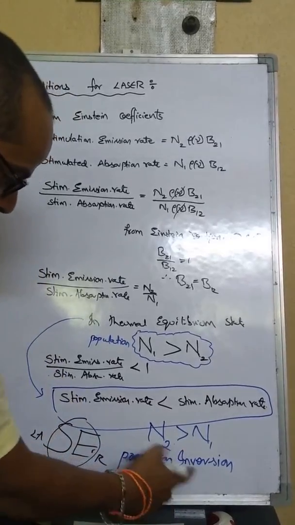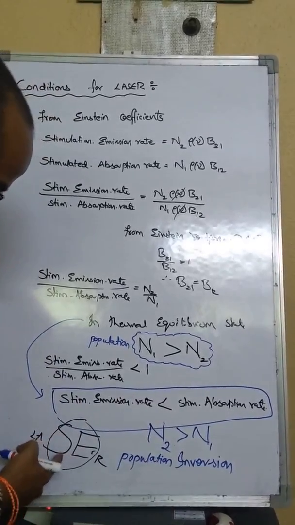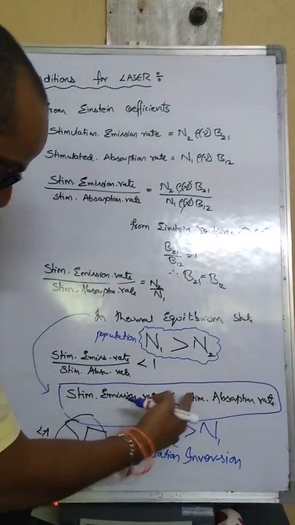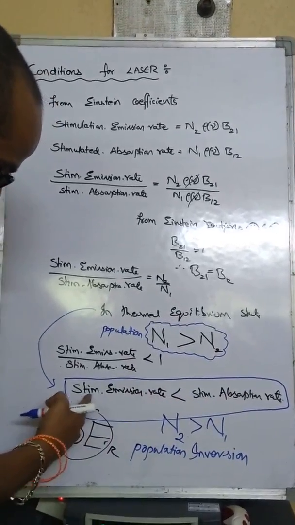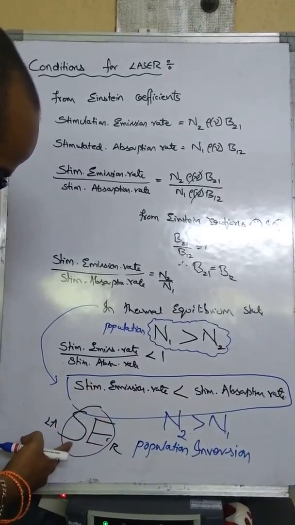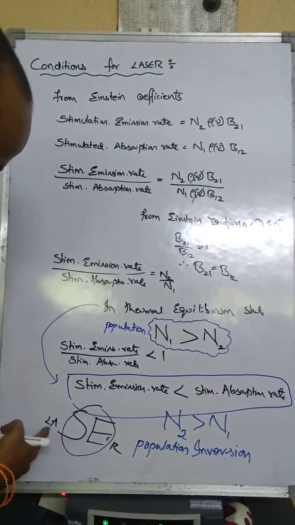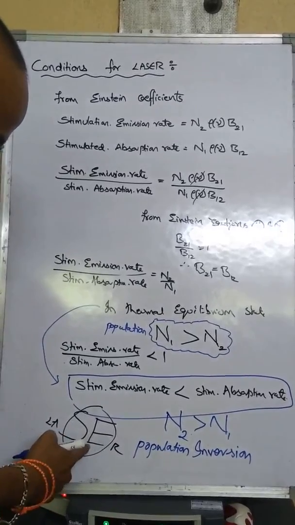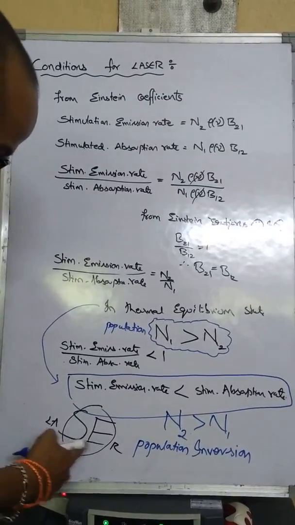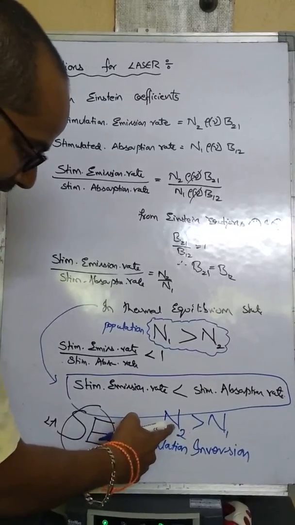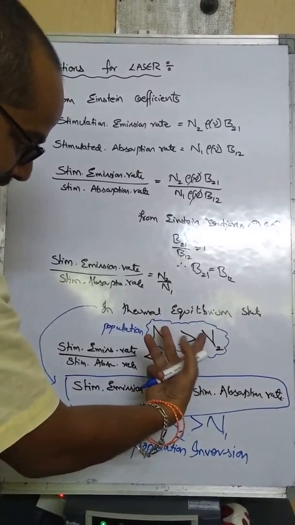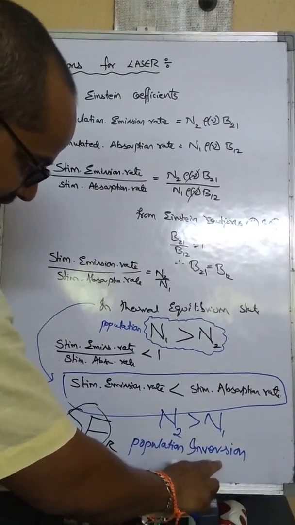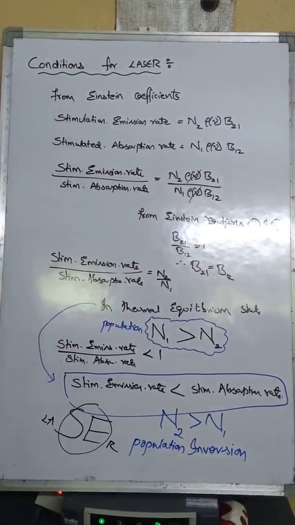If population inversion is done, then automatically stimulated emission dominates. This condition also gets inverted, and stimulated emission is dominating. Then we will get the laser, because in a laser, stimulated emission is the important process to occur. Therefore, for this process to occur, we have to make the thermal equilibrium state an inversion, and that inversion is named population inversion.